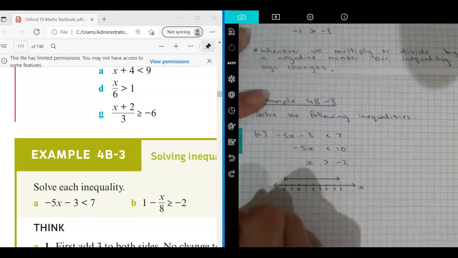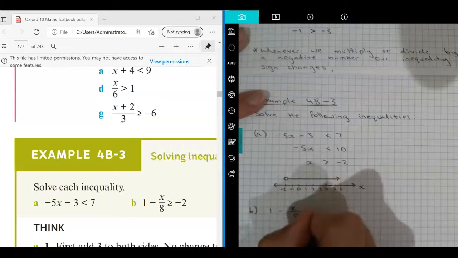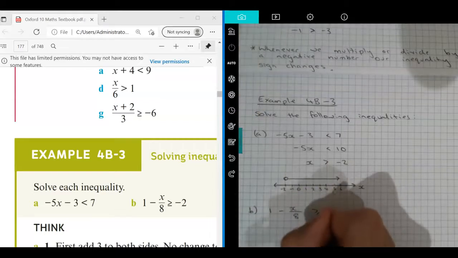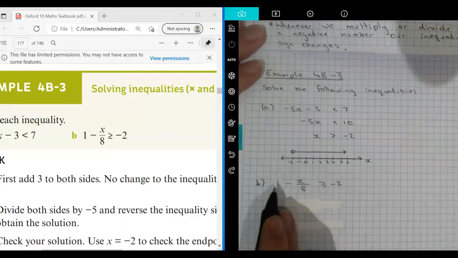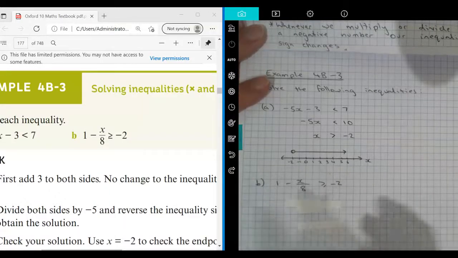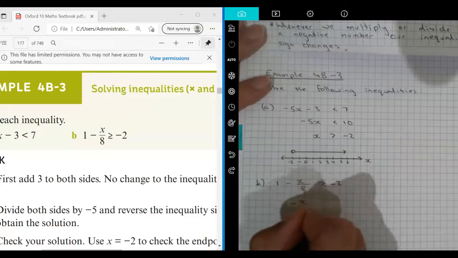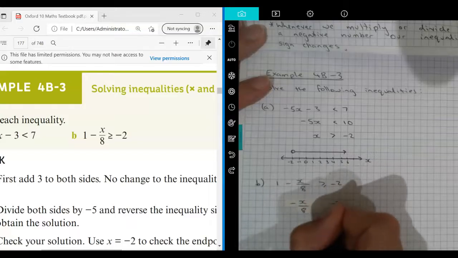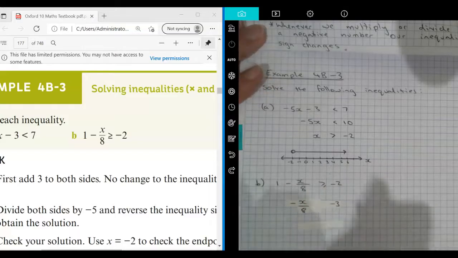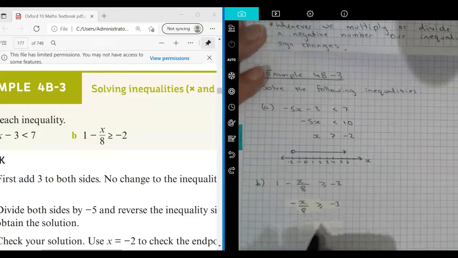Okay, what about b? If I have 1 minus x over 8 is greater than or equal to negative 2, we'll start by subtracting 1 from each side of the inequality. If I subtract 1, I'm just going to be left with minus x over 8. And if I subtract 1 from this side, it's going to be minus 3. Remember, when I'm adding and subtracting values, it doesn't change my inequality sign at all.